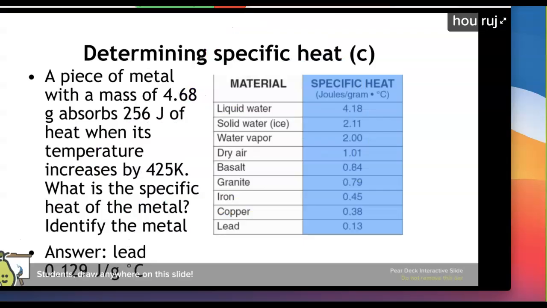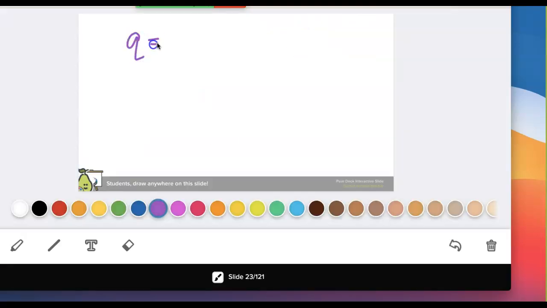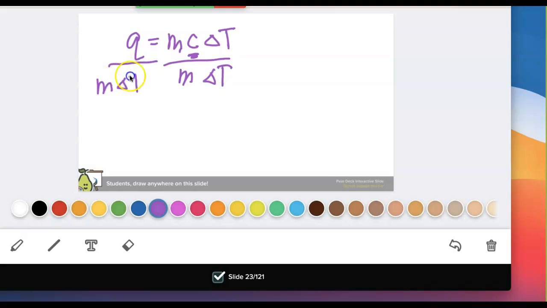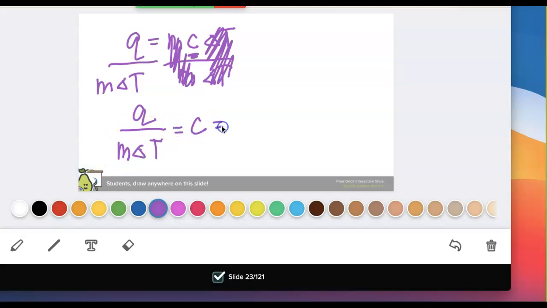So, here we go. Q equals MC delta T. I'm trying to solve for specific heat, so I need to isolate it by itself. So I divide both sides by M and delta T. So the M's gone now, and the delta T's gone. And you have Q over M delta T is C. And now we just plug and chug in there.